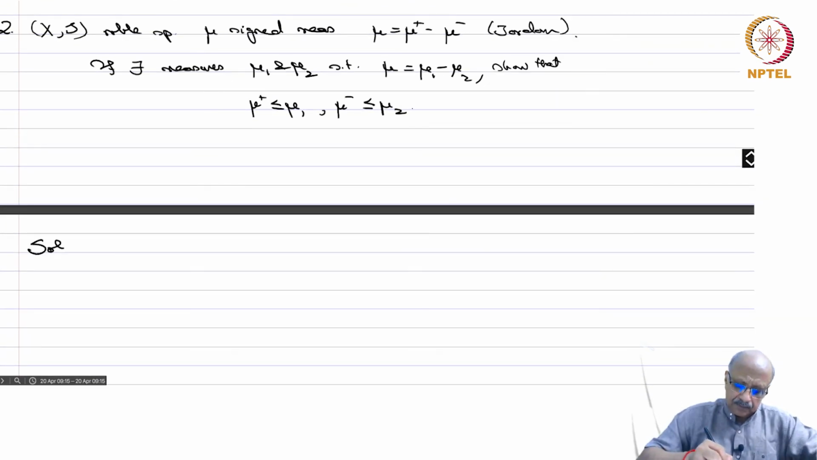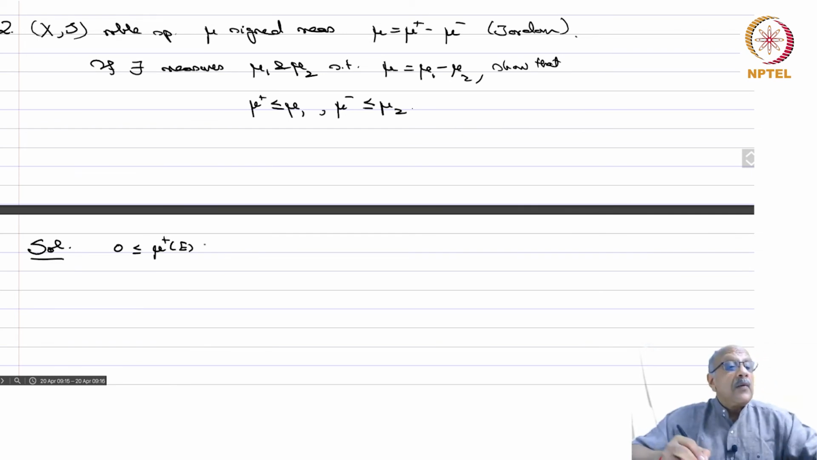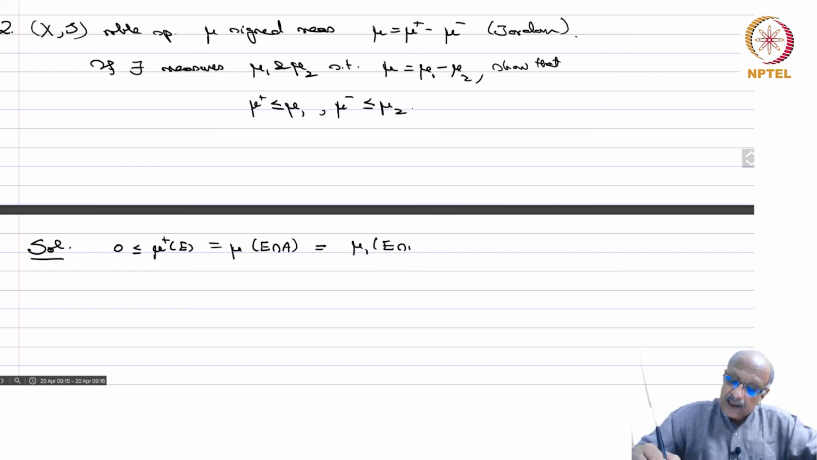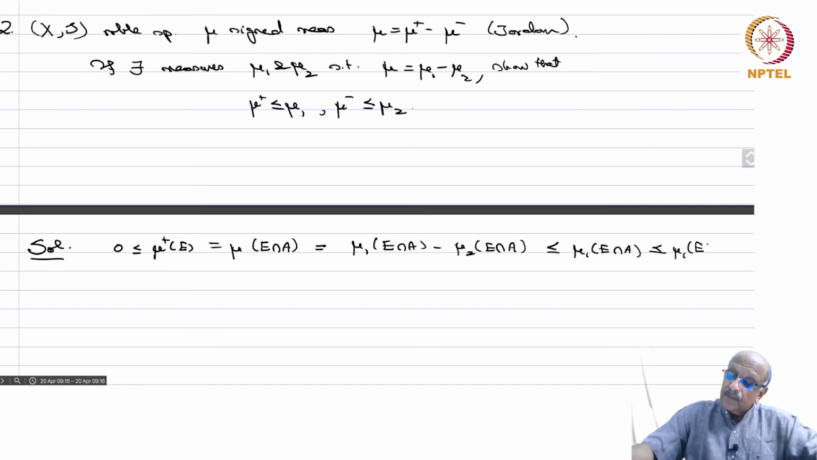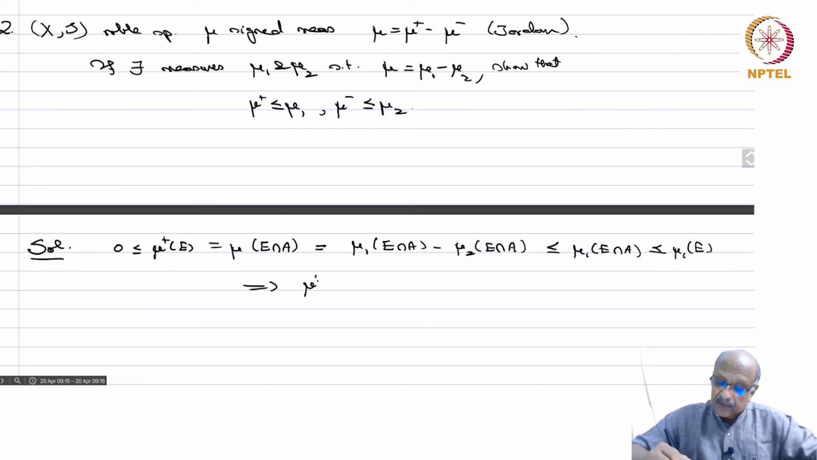So solution. 0 is less than or equal to mu plus of E, which is the same as mu of E intersection A, which is equal to mu 1 of E intersection A minus mu 2 of E intersection A. Now the second term is a non-negative thing being subtracted, so this is less than or equal to mu 1 of E intersection A, and that's less than or equal to mu 1 of E, and therefore this implies that mu plus is less than or equal to mu 1.